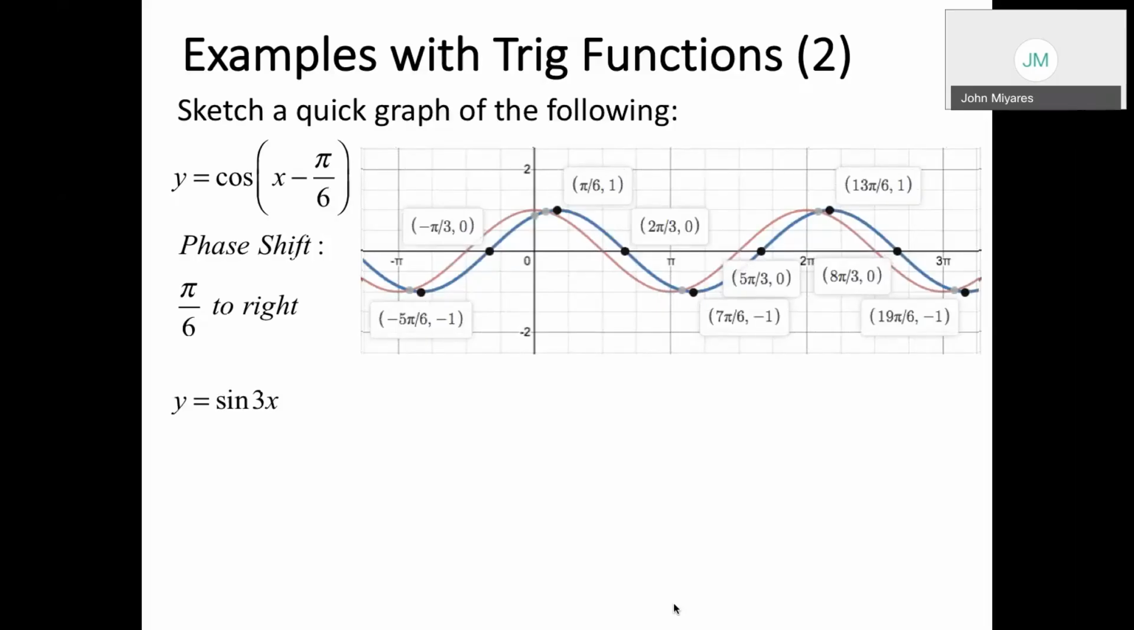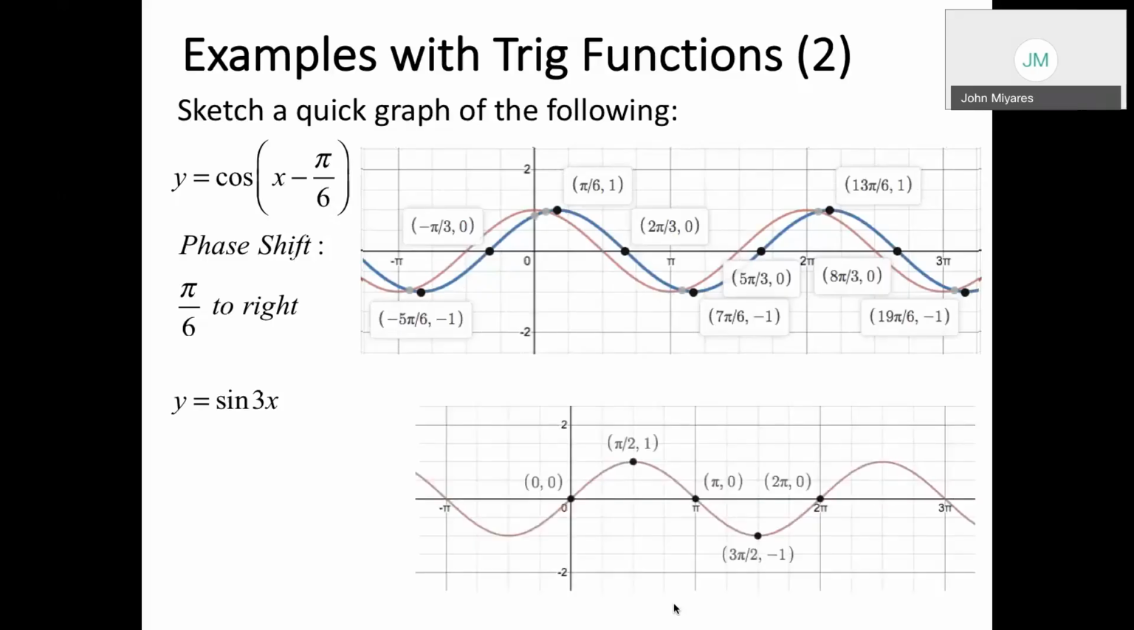Let's try one last one together. Let's say I'm looking at y equals the sine of 3x. We want to figure out how that 3 is going to affect our basic shape of y equals the sine of x. We called the b value in front of the x the frequency of the wave, which basically meant that we could hope to complete 3 full cycles between 0 and 2 pi.